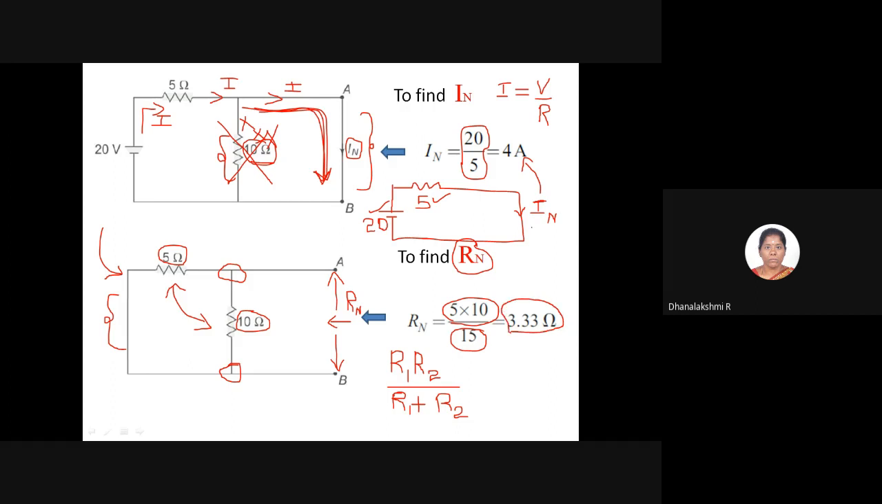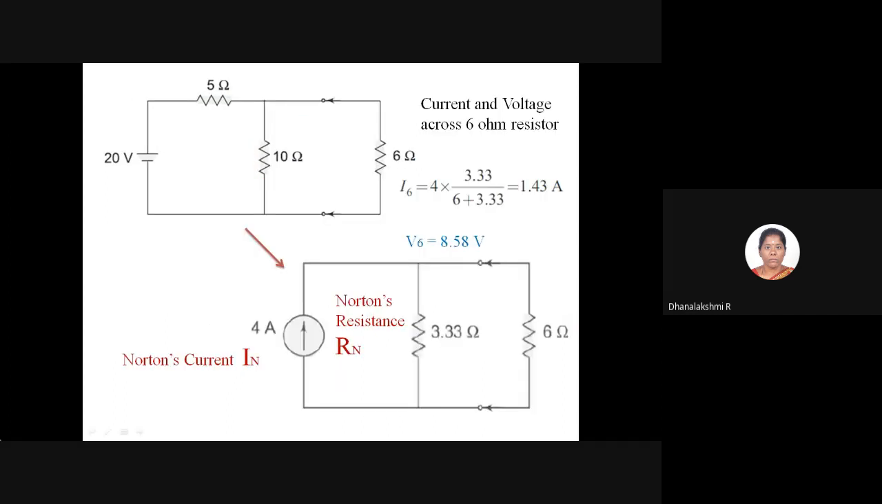So we just now found the Norton's current as well as the Norton's resistance. Norton current we got as 4 ampere and Norton's resistance we got as 3.33 ohms. After getting the Norton current and Norton resistance, we have to frame the Norton's equivalent circuit. Norton's equivalent circuit will consist of a current source which is 4 ampere, and the Norton resistance which we got as 3.33 ohm. We have to keep in mind that whenever we draw a current source, its internal resistance should be in parallel. That is our Norton resistance here. So the current source should have its internal resistance in parallel.